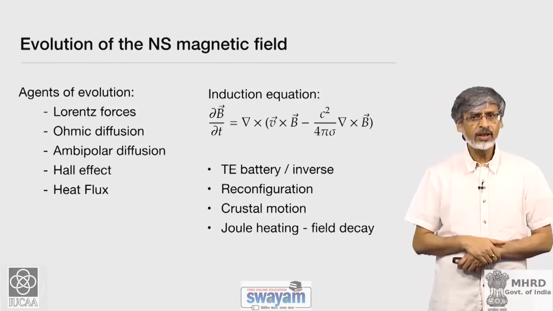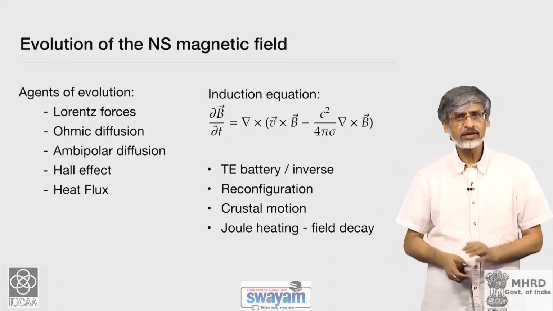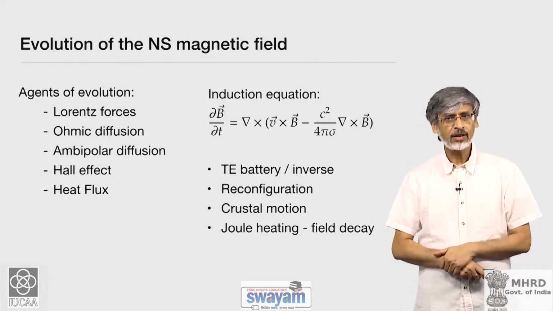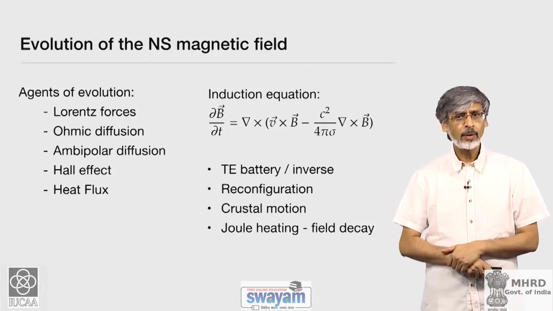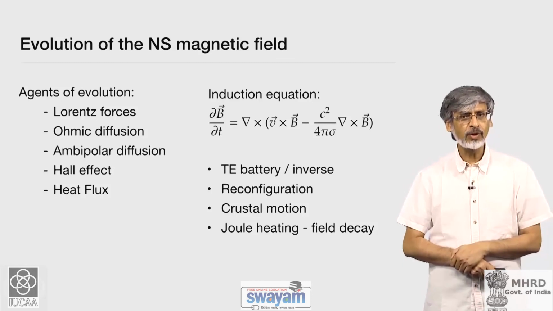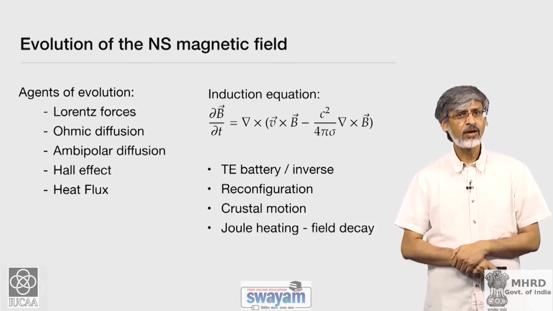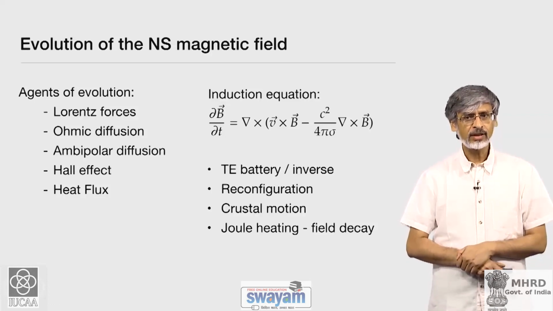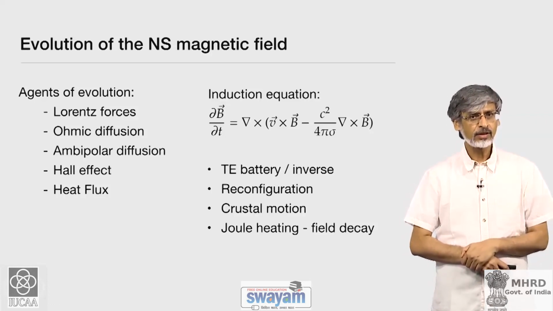So, how does the combination of rotation, magnetic field and other properties of neutron stars contribute to a large number of observed exotic phenomena on these compact objects is a subject that we will deal with in the coming module.